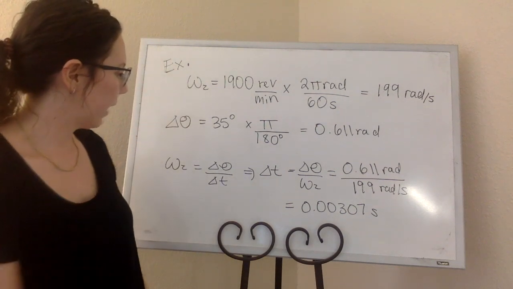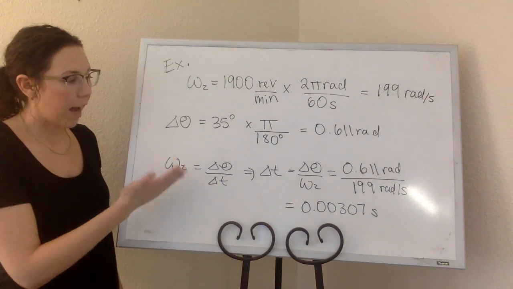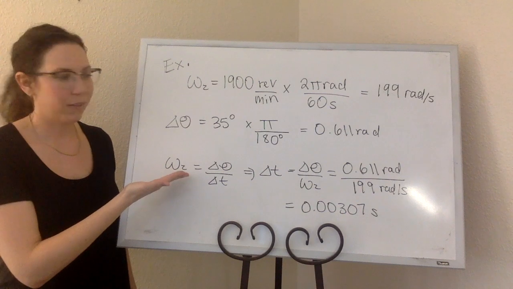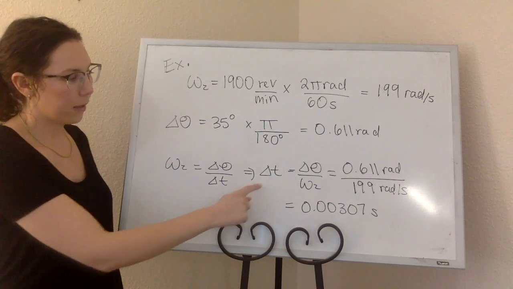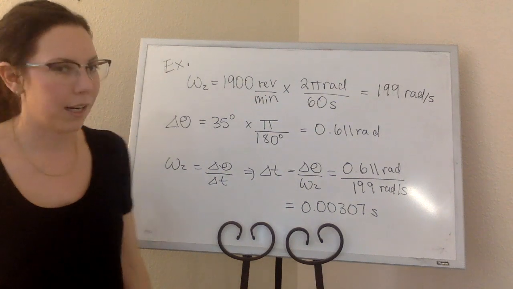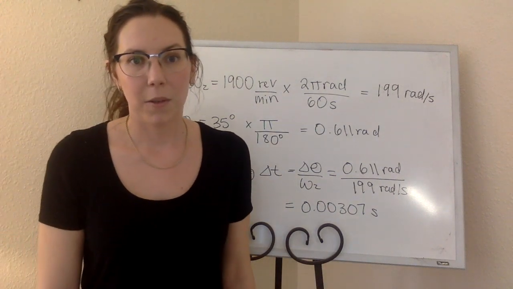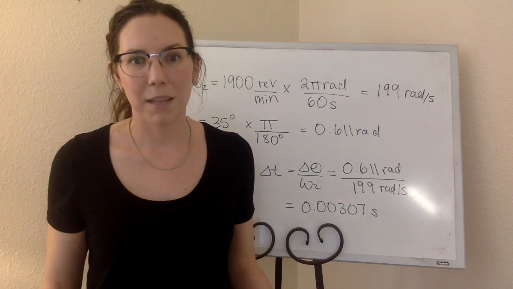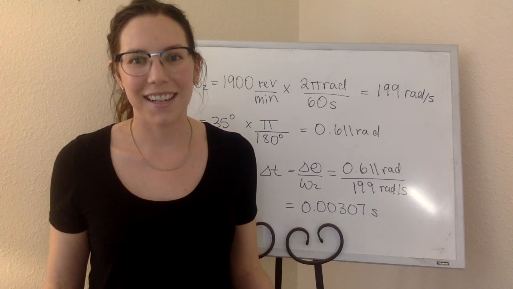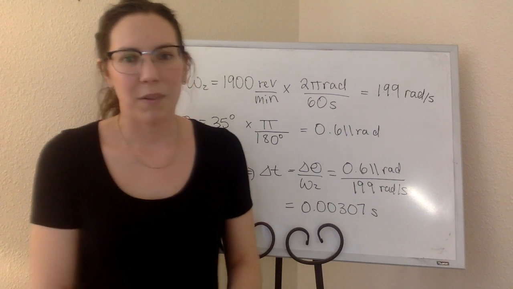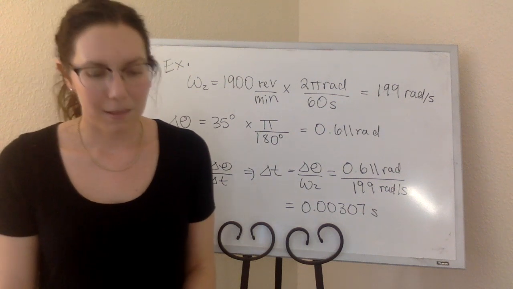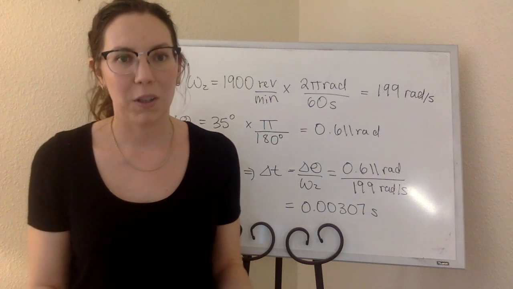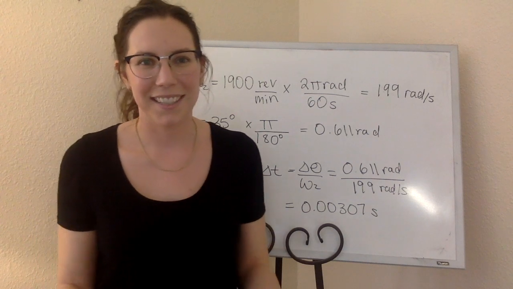Lastly, we can apply our formula for average or constant angular velocity here. Omega z is delta theta over delta t, and solving for delta t is delta theta over omega. So the 0.611 radians that we converted, over 199 radians per second, gives me 0.00307 seconds. So that's how long it takes to turn through that angular displacement.